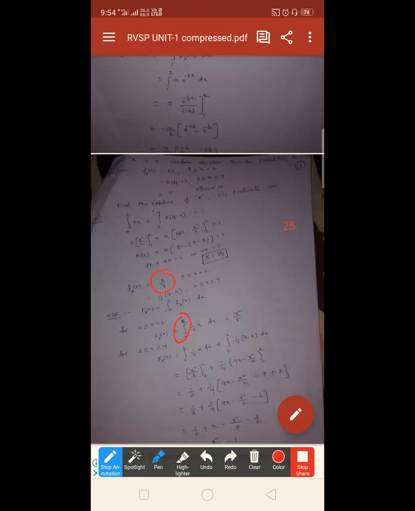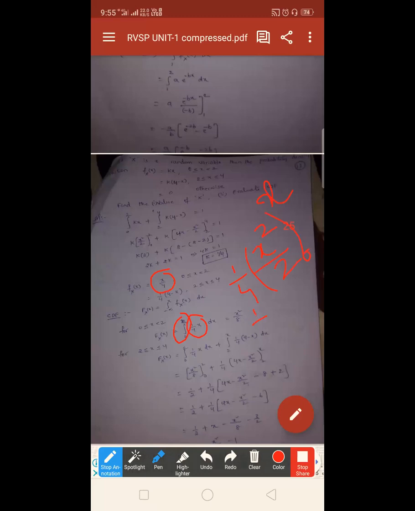For the first range, the density function is x by 4, so you have to write x by 4 dx. Okay. 1 by 4 is the constant value, so you have to write it outside. Integral x dx means x square by 2. Integration limits are from 0 to x only. Here 2 is also constant in the denominator, so you can write it outside. It becomes 1 by 8.